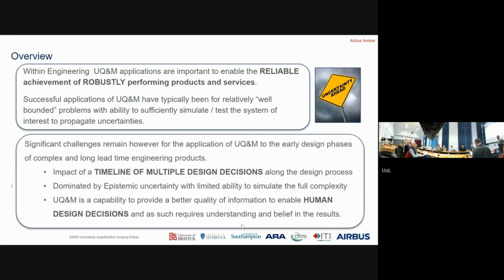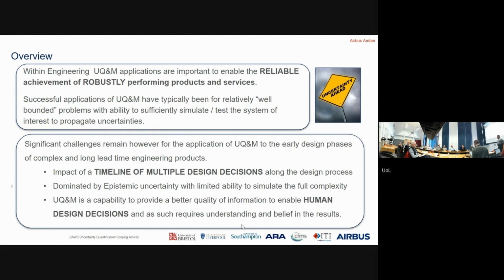However, some of the things that I'm involved in at the moment is looking at UQ&M in the early design phases, and there are still some very significant challenges for complex, long lead time engineering products. So aircraft is an example, but anything that is a complex, long lead time product. One of the key ones is the impact of a timeline of multiple design decisions. Design is not done in one day. You don't design your aircraft in one shot. You design it over a series of decisions over a timeline. So this has quite an impact on how you formulate your uncertainties and what aspects of the design you need to be confident of at different phases.